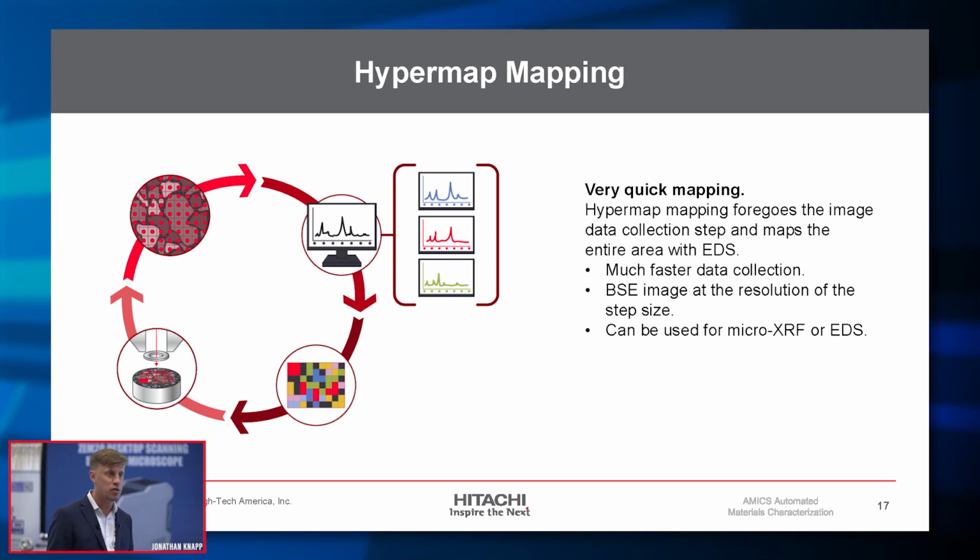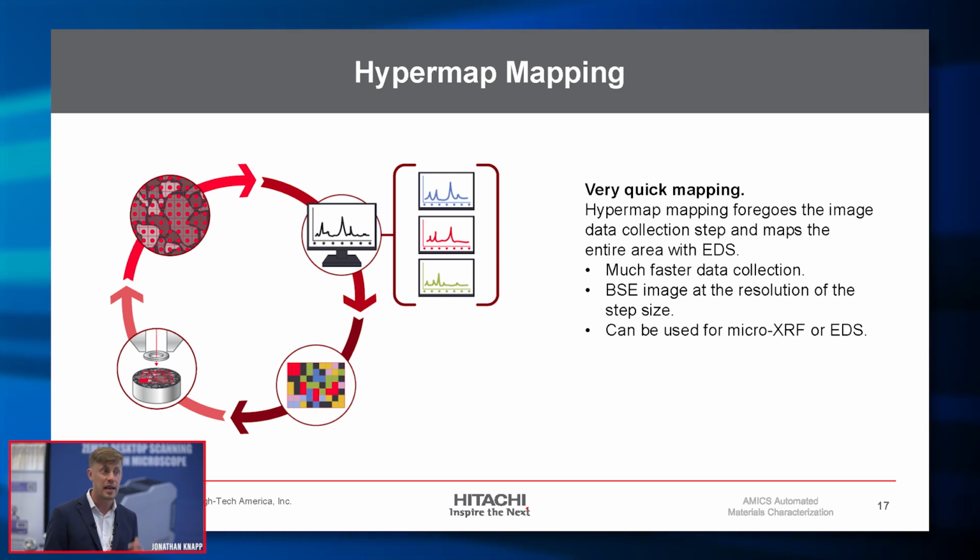image taken. So the image itself, the BSE image, will be at the same resolution as the step size. This is a very fast way of mapping, but your BSE image is at the same resolution as your data collection. So this is kind of traditional QuimScan mapping, right? But we like it. We leave it in.